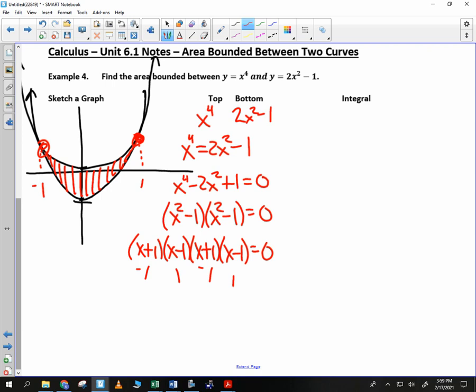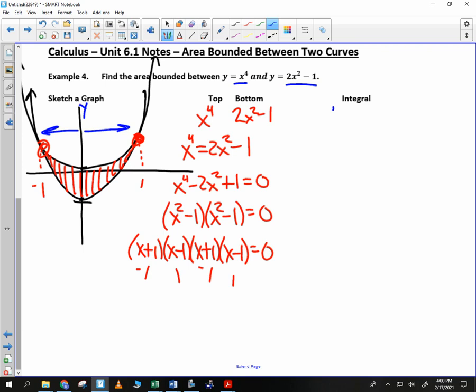The other thing that you would hopefully notice is that both of these functions are what we call even functions, which means that they're symmetrical about the y-axis. So whatever you have on that side is the same that you have on that side. And so I'm going to show you a little trick here that's really cool that happens in those situations.